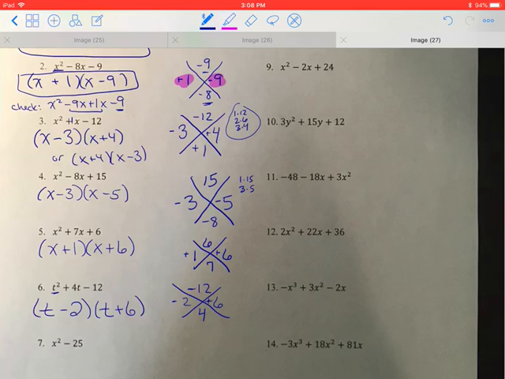Okay, now number 7, for this one I want you to rewrite it a little bit. Notice there's no x term. So we're going to put an x term in there. So we're going to write x squared plus 0x minus 25. So I want numbers that multiply to make negative 25, but add to make 0. So remember, this only happens if they're opposites. So I would need a negative 5 and I would need a positive 5. So this would be x plus 5 times x minus 5. And again, it does not matter which one you write first.